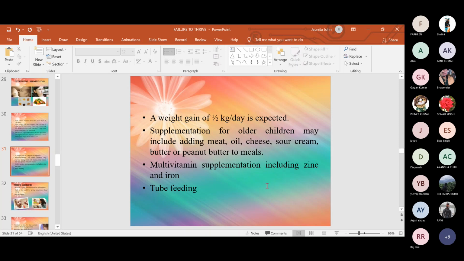Simultaneously, supplementation for older adults will be included, like they can eat meat products if they are non-vegetarians, oil, cheese, sour cream, butter or peanut butter added to meals. Sour cream, I hope you all know. If you all don't know, otherwise you all will be aware. You might be aware of the topic like meat, oil, cheese, butter, peanut butter. The very additional thing is sour cream. Sour cream, sour, what does sour mean?